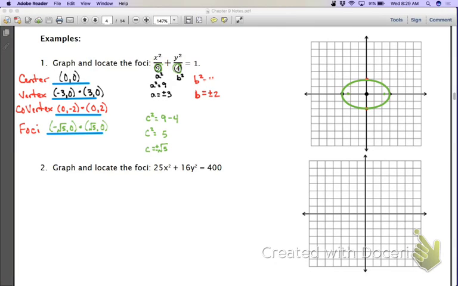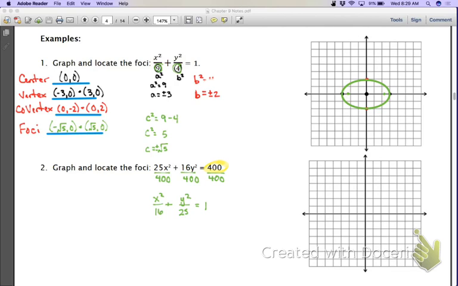So like on 2, before I do anything, since this has to be equal to 1, I'm going to take both sides and divide by 400. That way, whenever I take 25 divided by 400, I'm going to have x squared over 16 plus y squared over 25 equal to 1.